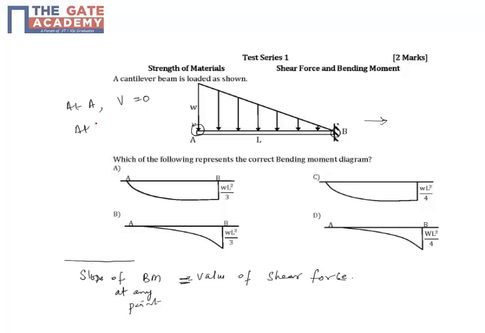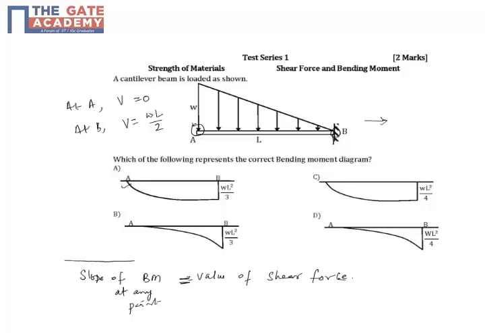And at B, what will be the shear force? The shear force will be equal to the area of the loading diagram, which is half base into height, half WL. So the shear force at B will be half WL. I'm interested in the magnitude, so I'm not writing the signs. At these 2 points, you have to check which of these curves first satisfy, because the slope of the bending moment gives the value of the shear force.